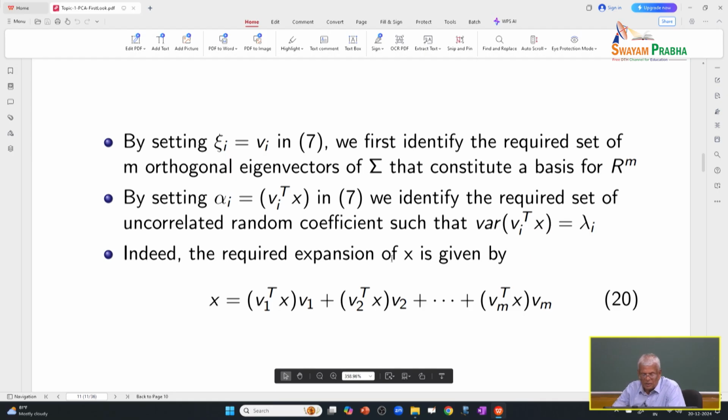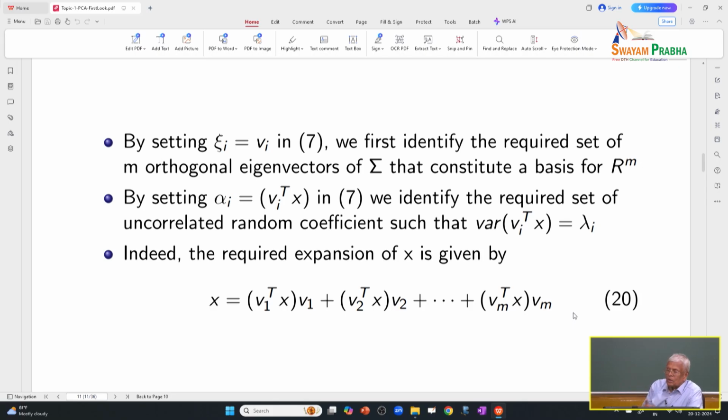Indeed, the required expansion for x is given by, look at that, x is equal to V1 transpose x times V1, plus V2 transpose x times V2, up to Vm transpose x times Vm. Wow, this is a very fundamental result. So what are we saying? If x is a random vector with mean 0 and covariance sigma, x admits a unique representation as a sum given in 20.